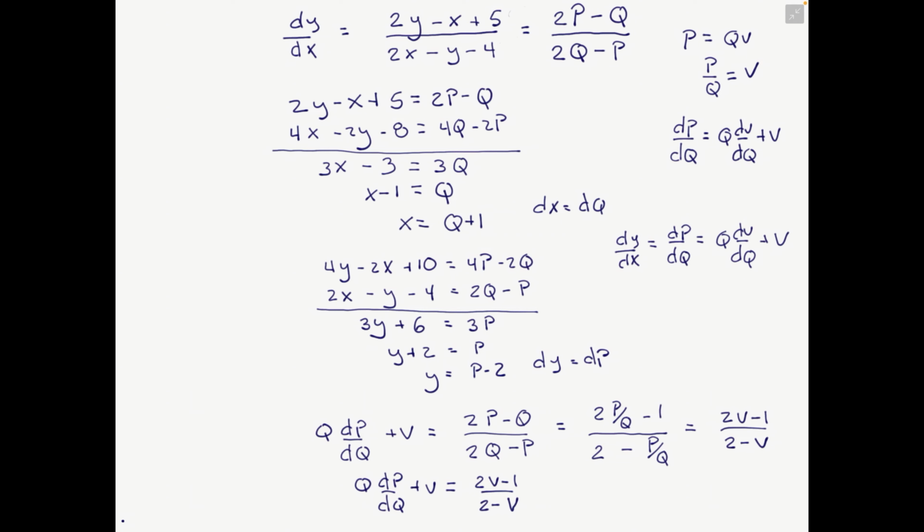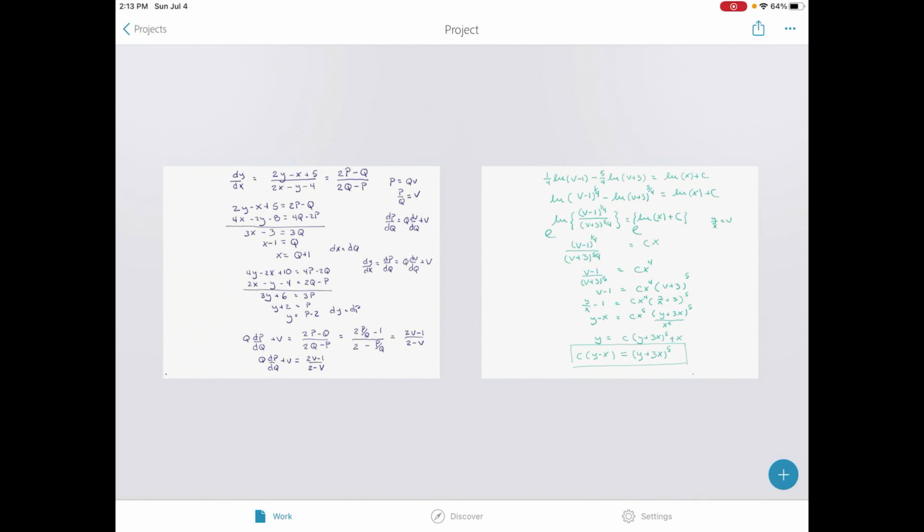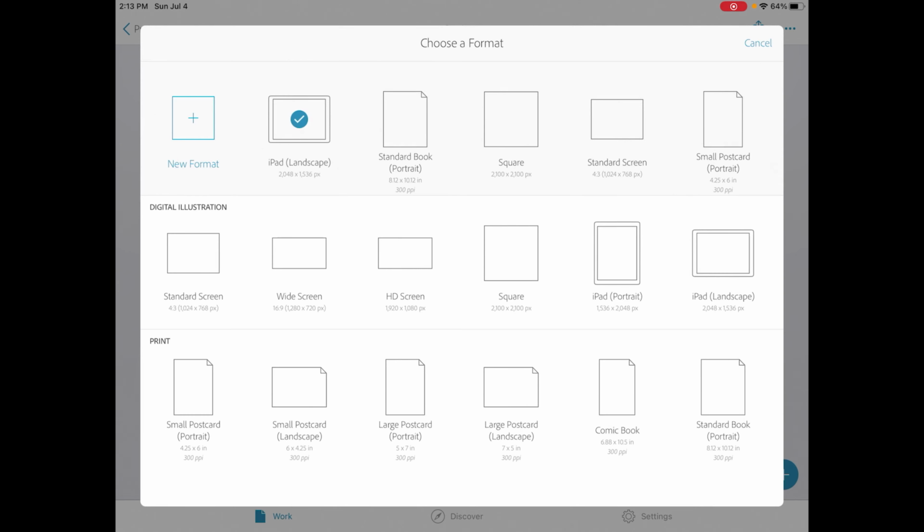And we need a new sheet. You can see how this is involved.